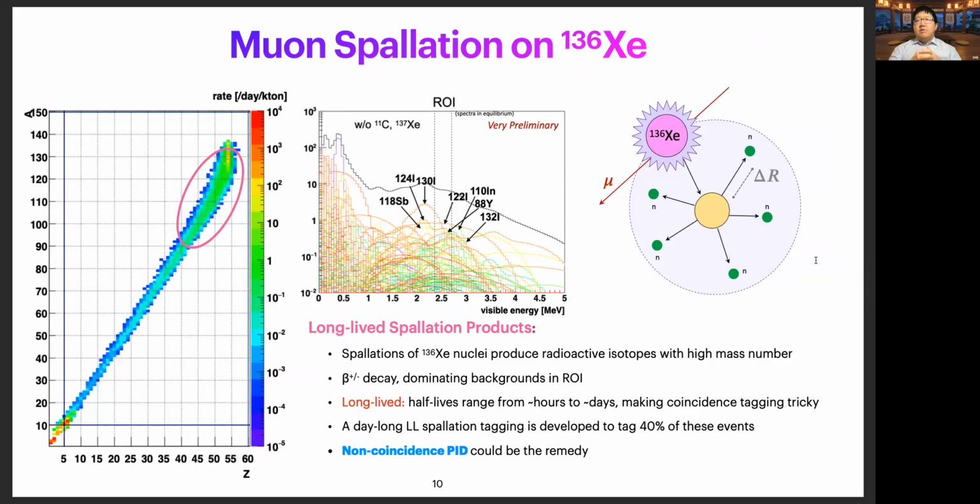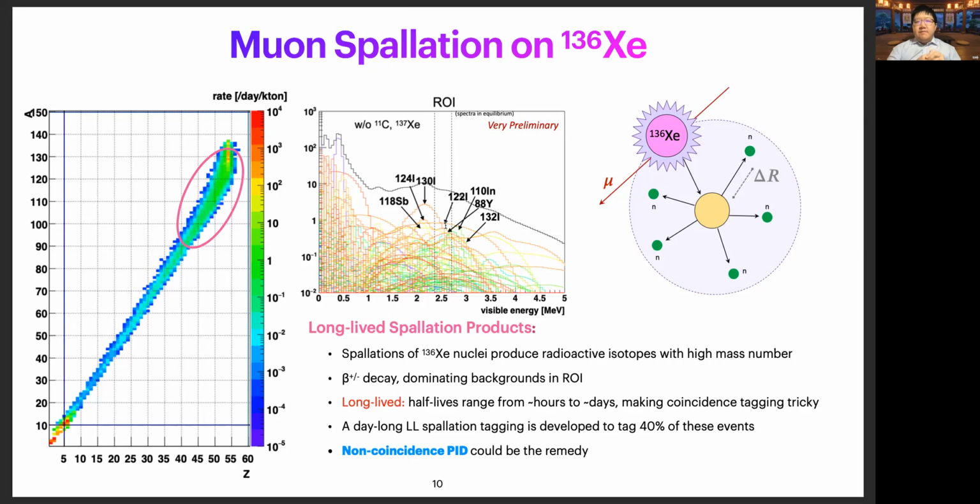Shortly after our TAUP 2019 result, we found that there is a type of background that we did not take into account in that analysis. Those are the muon spallations on the xenon-136 nuclei. We performed a FLUKA simulation, and we found that the spallation of xenon-136 nuclei produces radioactive isotopes with very high mass number. These isotopes undergo a beta plus or a beta minus decay. If you look at their decay energy spectrum, a lot of them will leak into our region of interest. Thus, this background becomes the dominating background in our ROI.